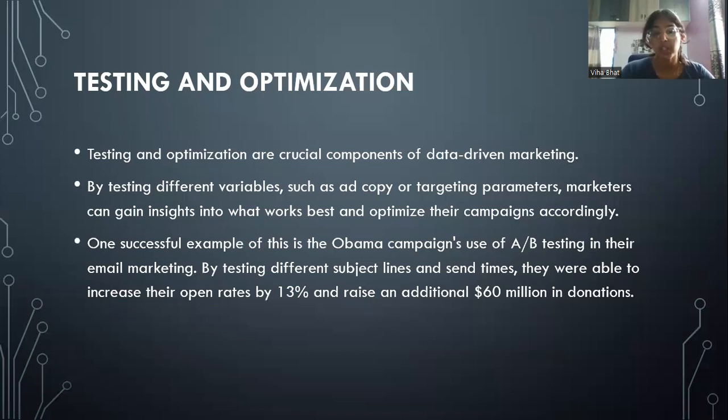One such successful example is Obama's campaign use of A/B testing in their email marketing. By testing different subject lines seven times, they were able to increase their open rates by over 13% and raise an additional $16 million in donations.